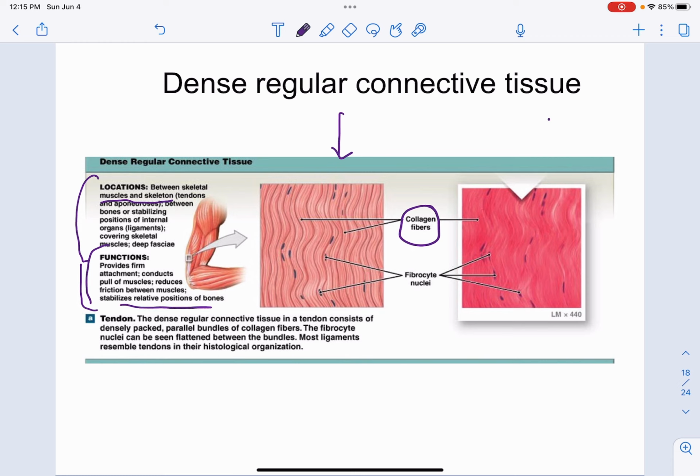Okay, here's an actual histological image that we will look at under the microscope. You will be able to make out some of the cells. You can see the nuclei here, here, and here. And you can see all of the collagen fibers running really close to each other. And again, this is going to provide a lot of support.